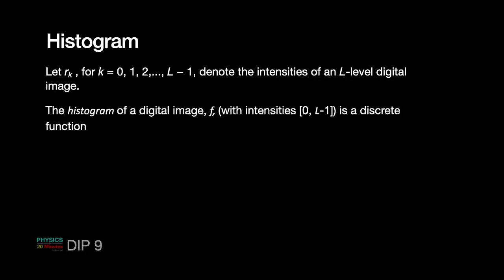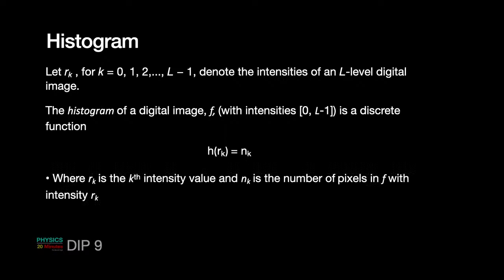Then what is the histogram definition? Histogram of, say, the kth gray level is nothing but the total number of pixels in the image having that kth gray level. So n is the total number of pixels. n_k is the number of pixels.